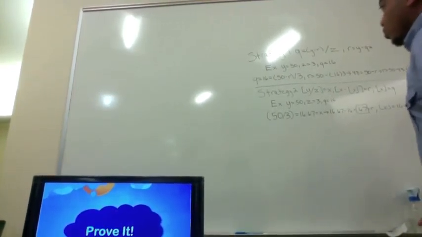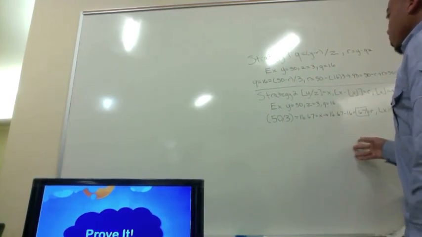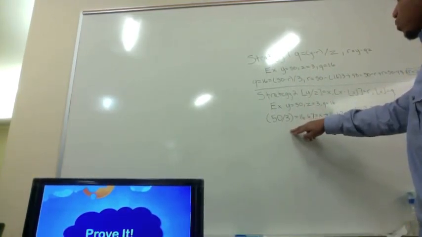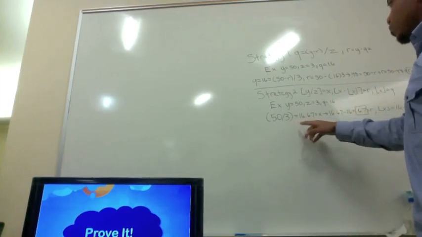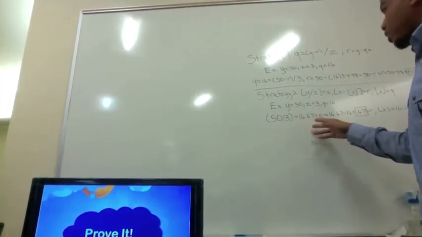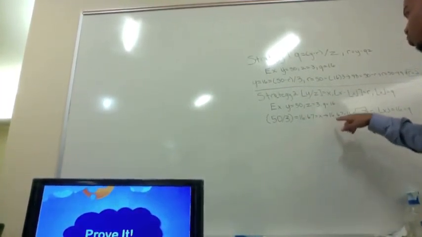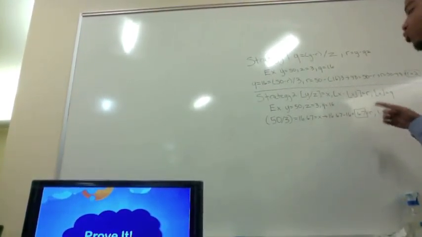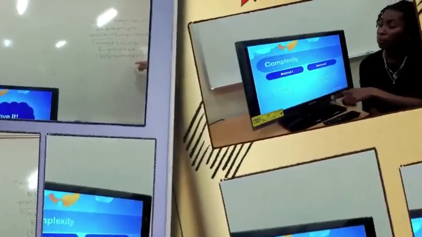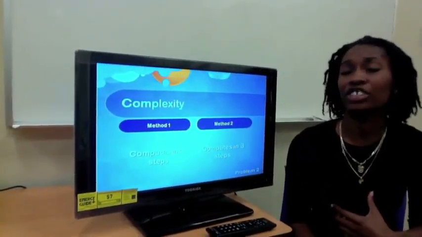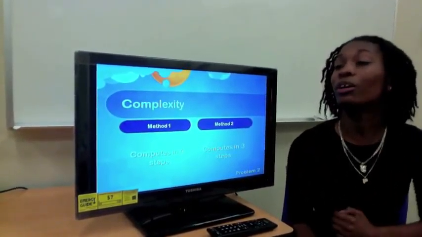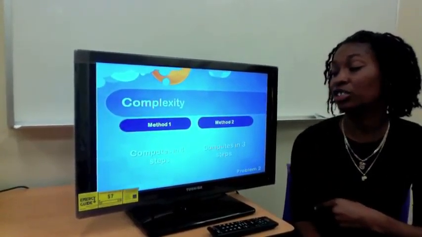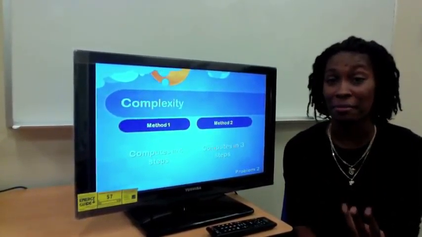For strategy 2, we will use the same numbers. It would be 50 divided by 3, which equals 16.67, which equals x, which we'll have to subtract by 16, which will equal 0.67, which will be the remainder. The complexity for method 1 is represented algebraically in 4 steps, whereas method 2 is algebraically represented in 3 steps.